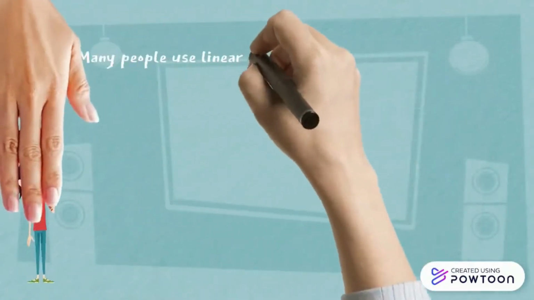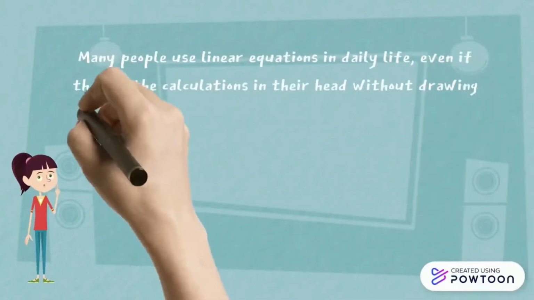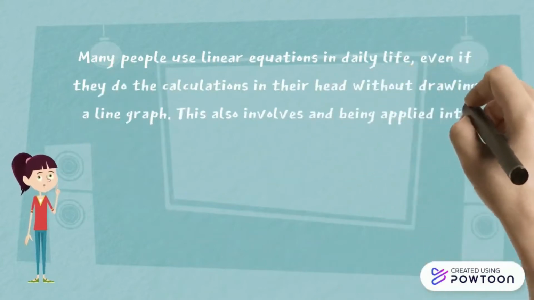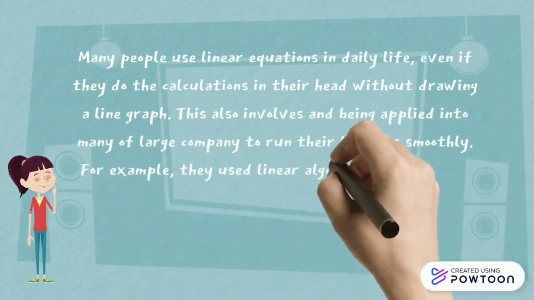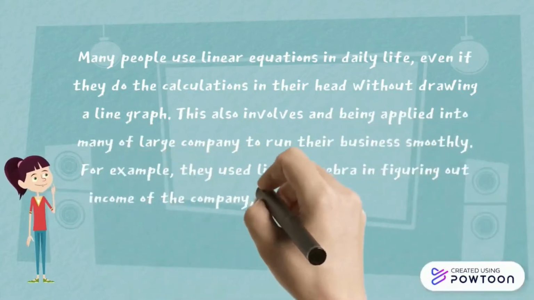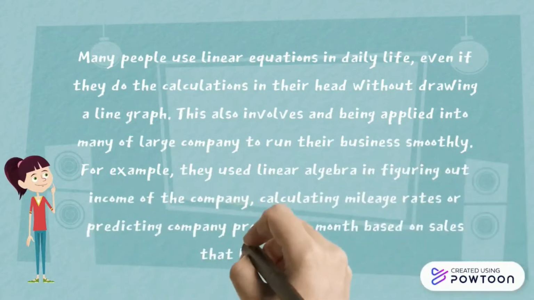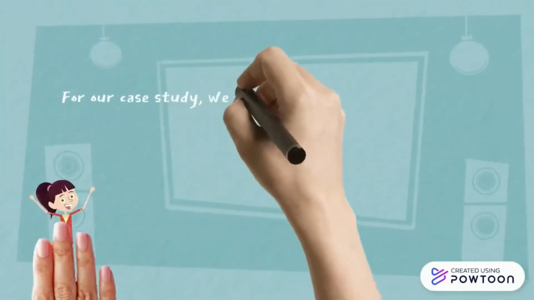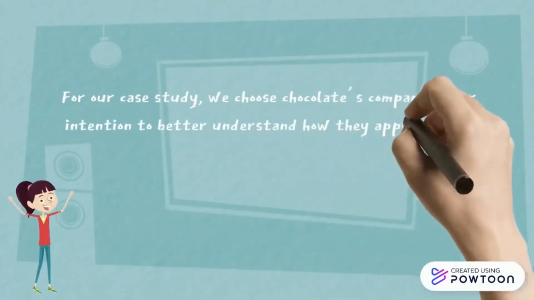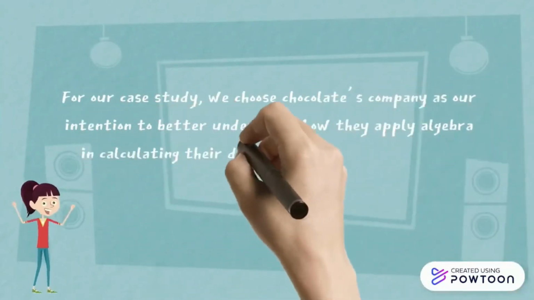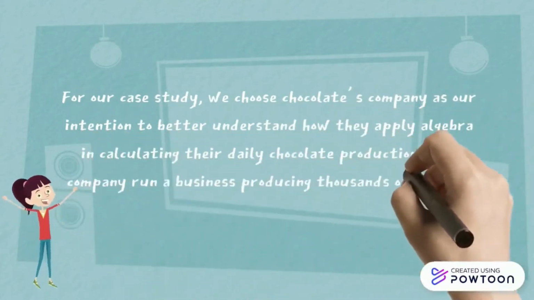People use linear equations in daily life, even if they do the calculation in their head without drawing a line graph. This is also applied in many large companies to run their business smoothly. For example, they use linear algebra in figuring out income of the company, calculating release rates, or predicting company profit in a month based on sales that have been made. For our case study, we choose a chocolate company to better understand how they apply algebra in calculating their daily chocolate production. This company runs a business producing thousands of varieties of chocolate in a day.